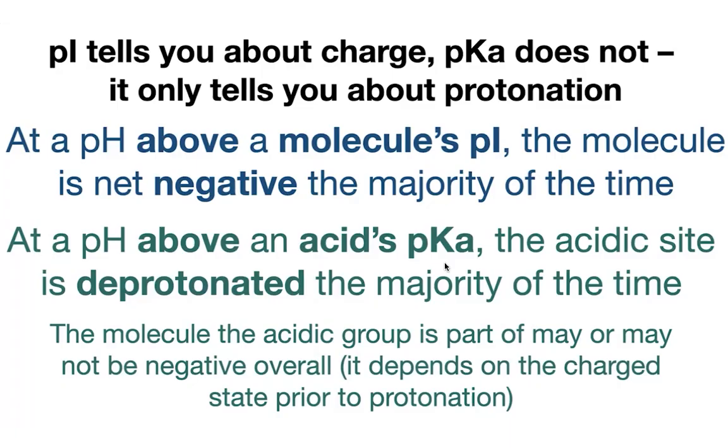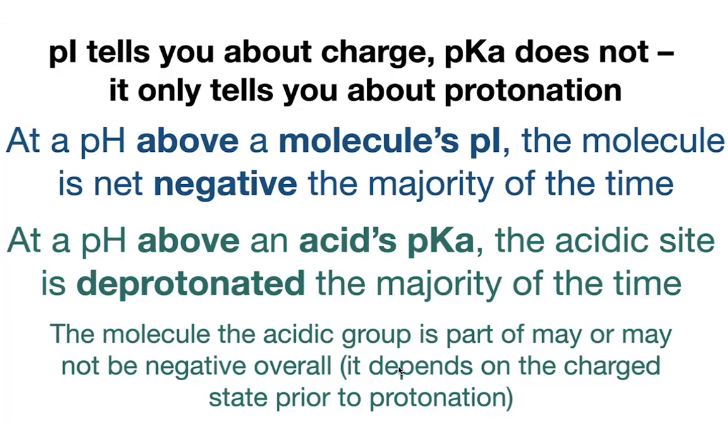But that is happening at these pKa levels, not the pI level. And when we talk about the charge of the molecule overall, that's the pI. If you're at a pH that's above the pI, you're going to be negative most of the time, on net, the whole molecule. If you're at a pH that's above an acid's pKa, that site is going to be deprotonated the majority of the time. So again, we're talking about a site with a pKa versus charge with the pI.